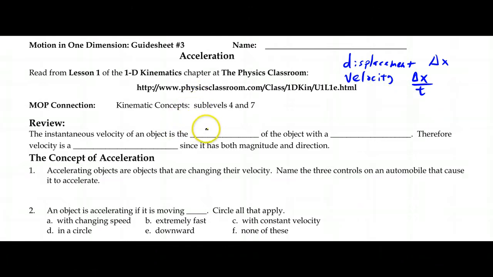Okay, so the instantaneous velocity of an object is the speed that the object has. That's its change of position. And it also has a direction. Since it has two parts, it is a vector quantity. It has both a magnitude, which in this case would be the speed value, and a direction, which is which way it's moving.